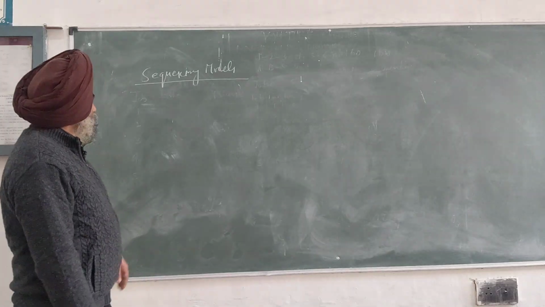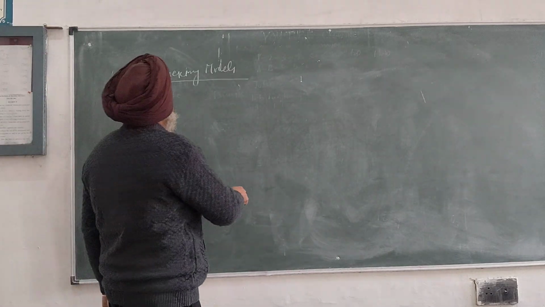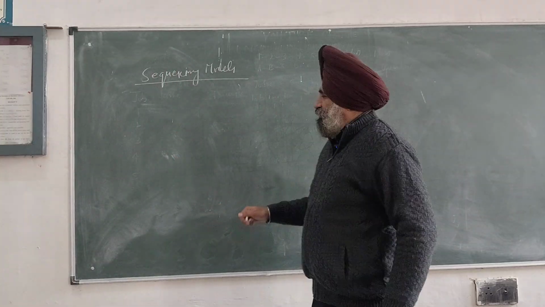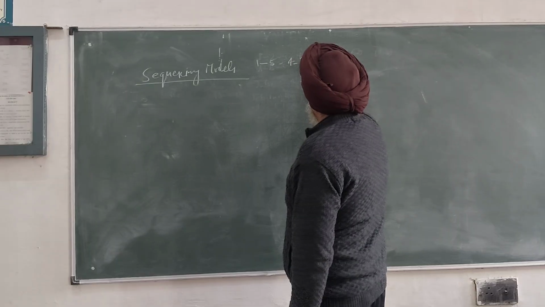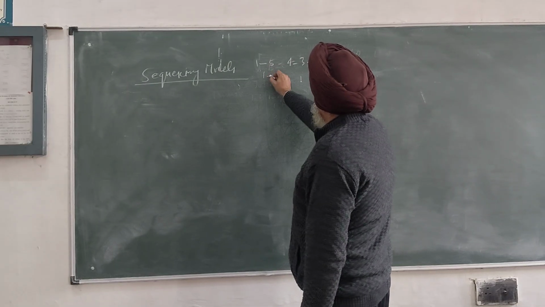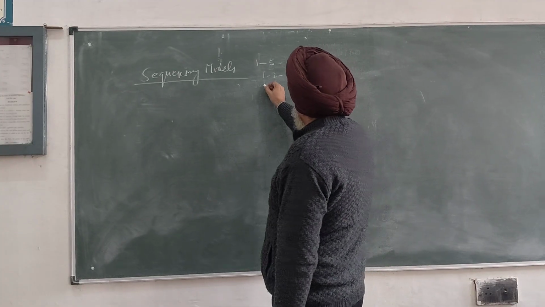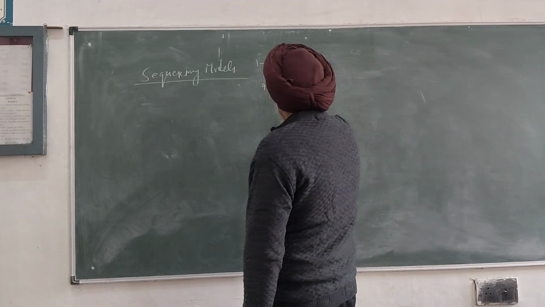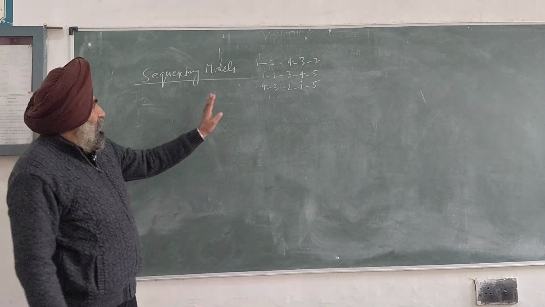Today we are going to discuss the sequence model. In sequence, this model, as the word indicates, what should be the sequence? Whether the sequence should be 1, 5, 4, 3, 2, or it should be 1, 2, 3, 4, 5, or maybe like this one, 4, 3, 2, 1, 5. It could be any sequence. So what is to be decided?